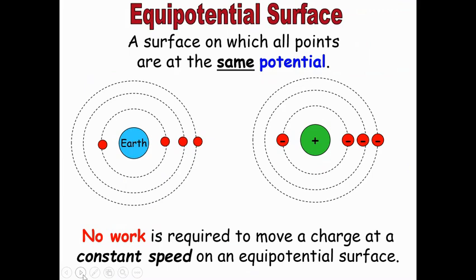If it were to jump up to a higher equipotential, then some work would be required to do that. It would have to gain energy, or the opposite could happen as well. You could jump down to a lower energy state and give off energy in the process.